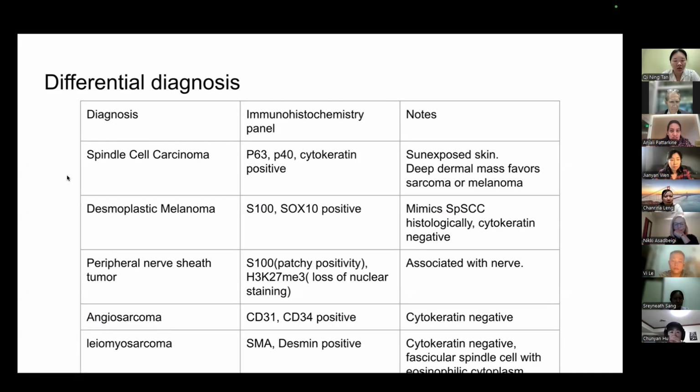So in this tumor, this tumor had P63 and P40 positive. So anybody want to give it a go, which one it is?